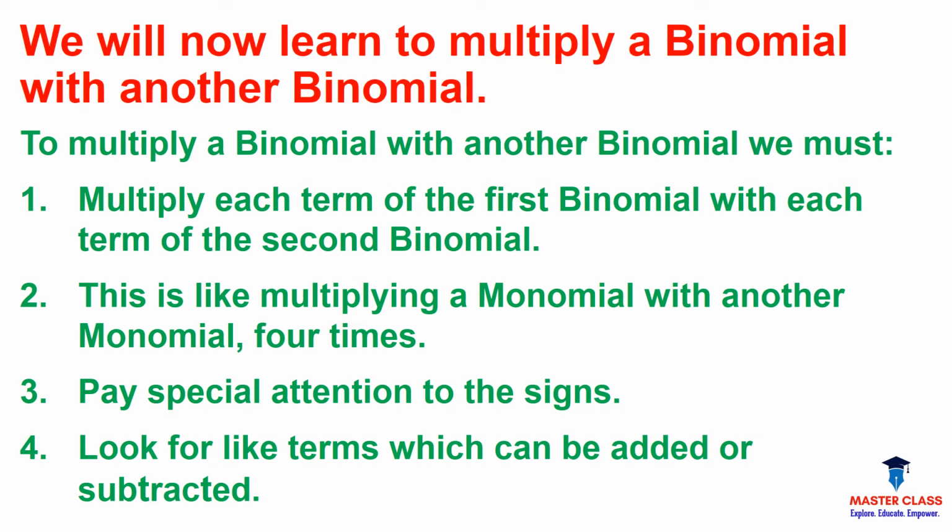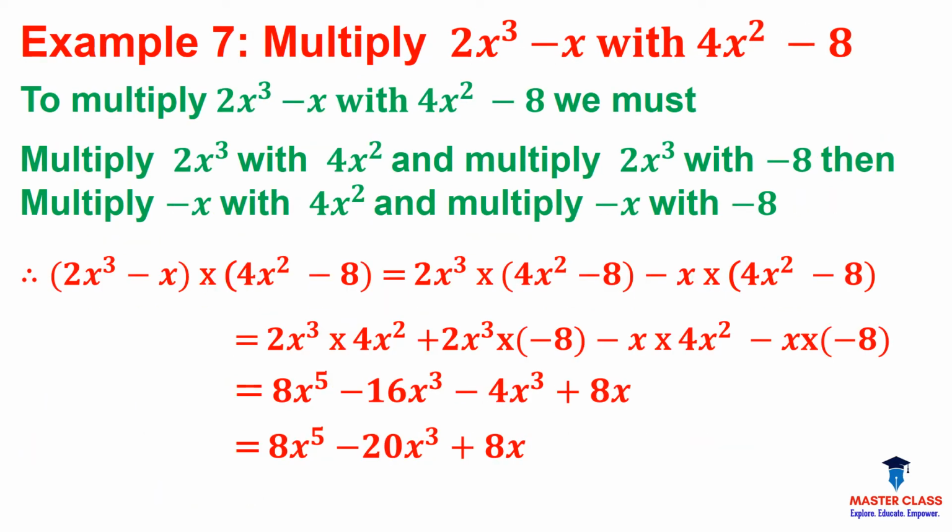We'll take an example where we have to multiply 2x cube minus x with 4x squared minus 8. To multiply 2x cube minus x with 4x squared minus 8, we must first multiply 2x cube with the binomial 4x squared minus 8 and then multiply minus x with the binomial 4x squared minus 8.